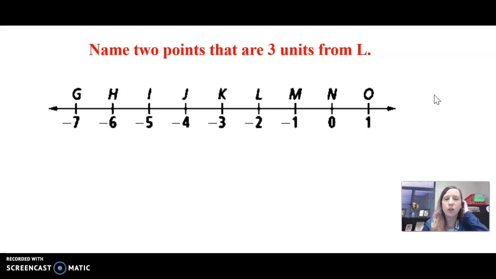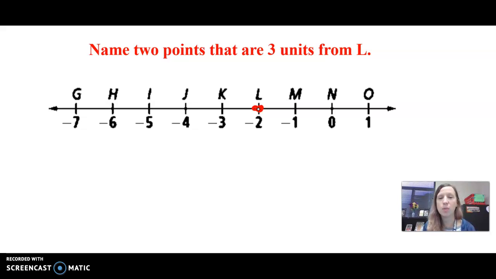Okay. So the first thing we're going to look at is, can we name 2 points that are 3 units from L? So first we need to locate L. Okay, here is L, right here. Okay, so if I want a point that is 3 units away from L, I need to count 3 units to the right or left.